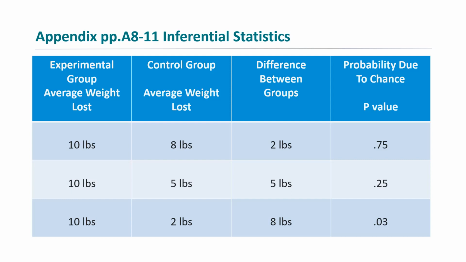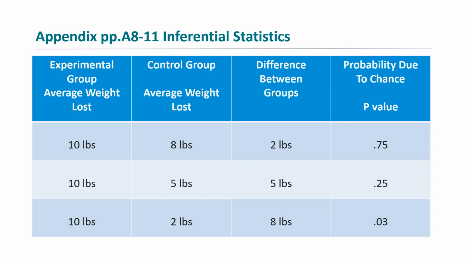So this last bottom row indicates this. The experimental group lost 10 pounds. The control group only lost 2 pounds during the same time frame. The 8 pounds difference is significant. Like you feel that. That's 5 times as much weight that the experimental group lost. Even before I see the p-value, I think, oh, this looks pretty significant.